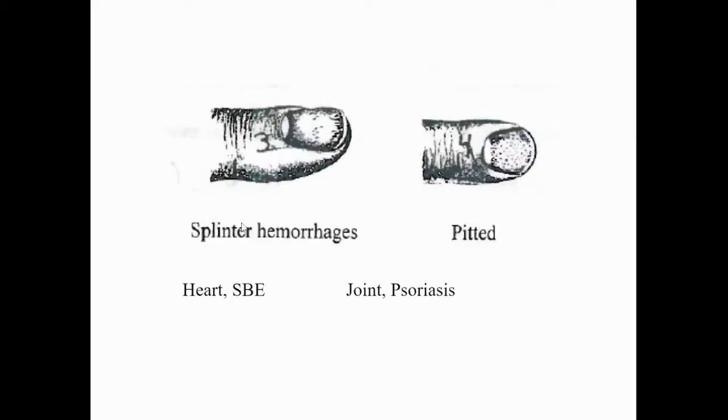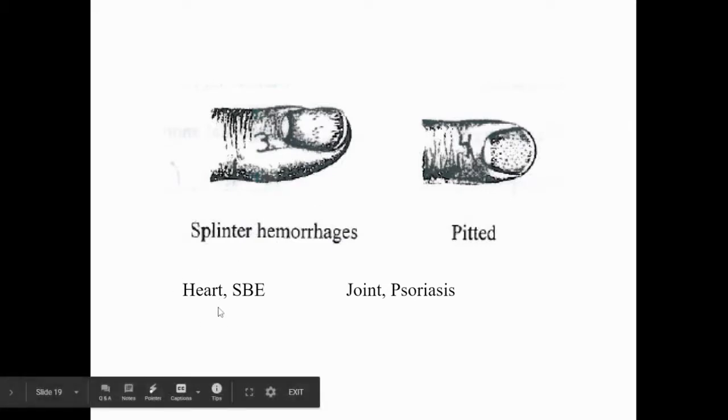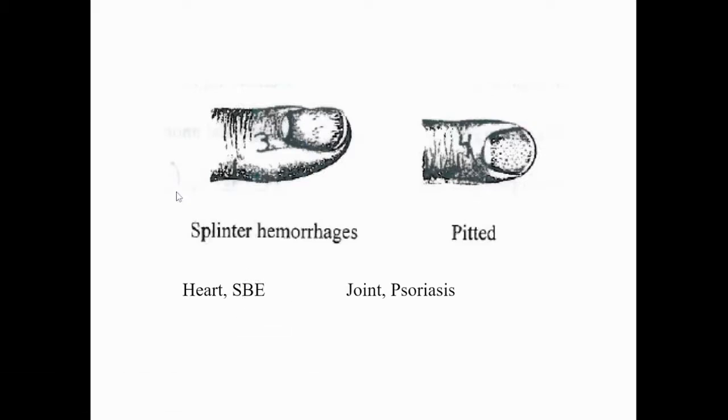All right, a couple others. Splintered, so at the tips it kind of splinters out, can indicate some type of heart condition. This is like an autoimmune disease, SBE. And then the pitted nails, joint disease, cirrhosis, not cirrhosis, but psoriasis.